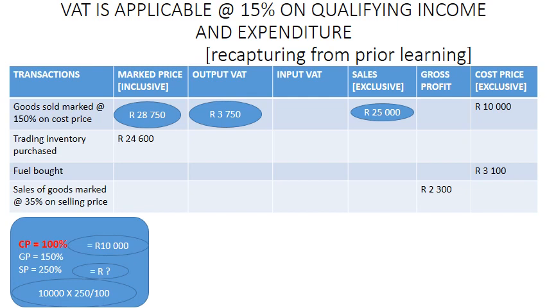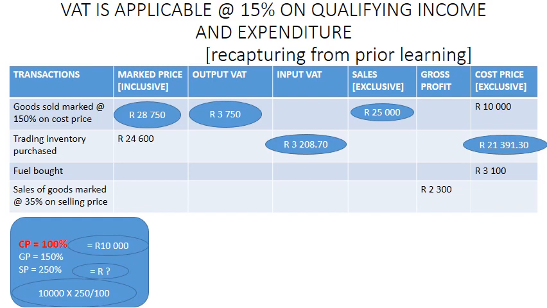Why are we dividing by 115? It's because we are using the amount that is inclusive. Therefore, our input VAT will be 3,208 rand 70 cents. We will deduct it from the inclusive amount to arrive at a cost excluding VAT of 21,391 rand 30 cents. In the third transaction, fuel is bought and the cost price excluding VAT is 3,100 rand.